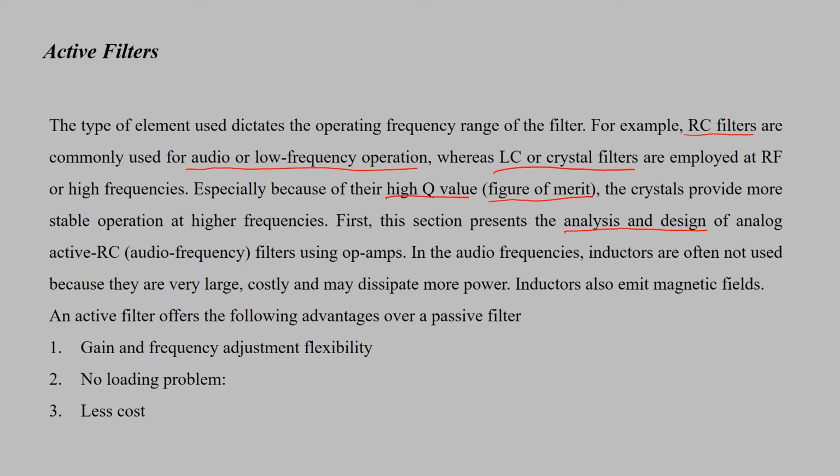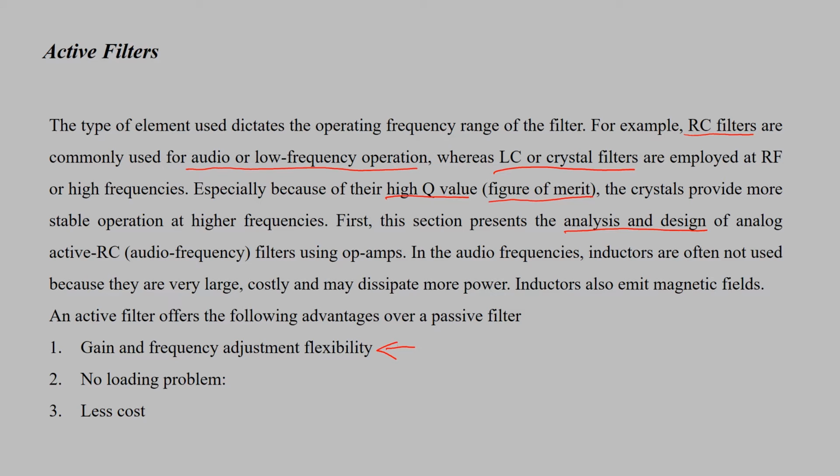The active filter offers various advantages over passive filters. The first one is gain and frequency adjustment. The op-amp is capable of providing high gain, so the input signal is not attenuated as in the case of passive filters. Moreover, an active filter is easy to tune or adjust the cutoff frequencies.